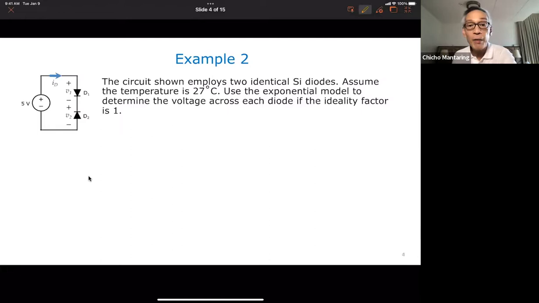Okay, this problem is a little bit more difficult. The circuit shown employs 2 identical silicon diodes. Assume the temperature is 27 degrees centigrade. Use the exponential model to determine the voltage across each diode if the ideality factor is equal to 1.